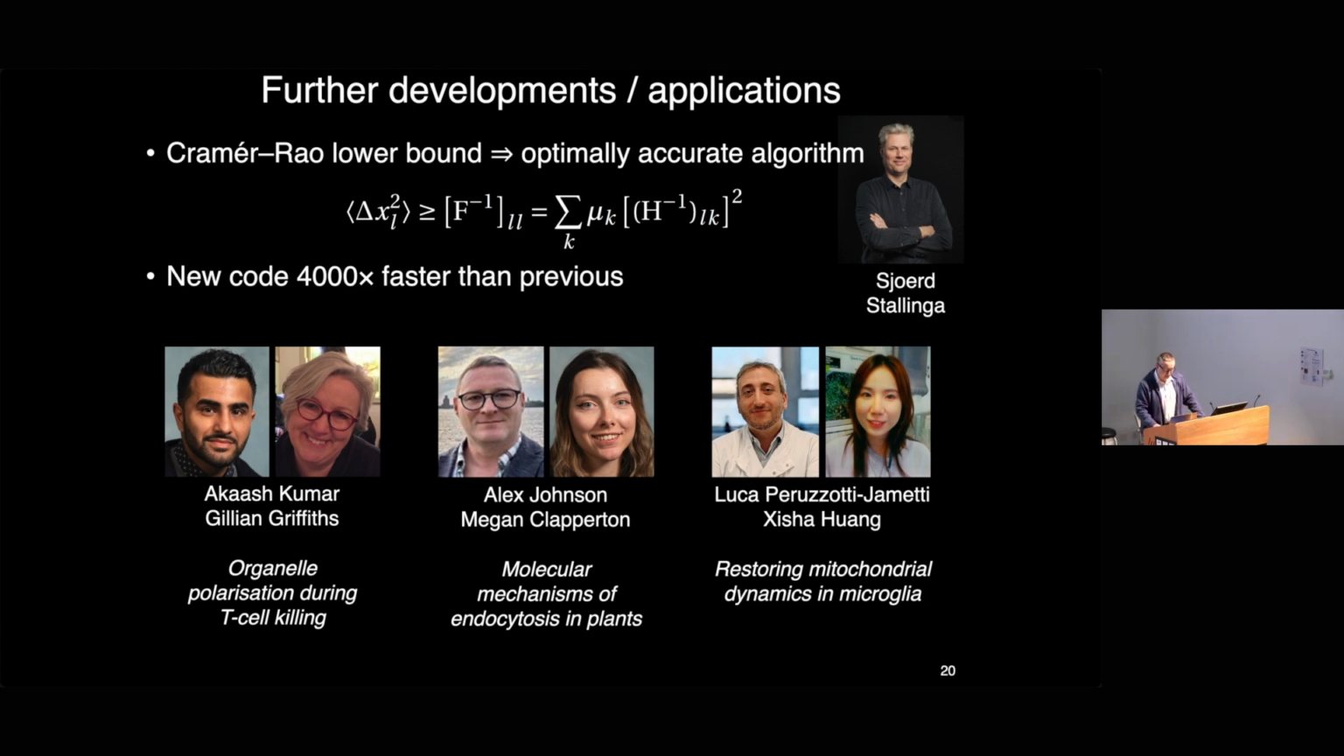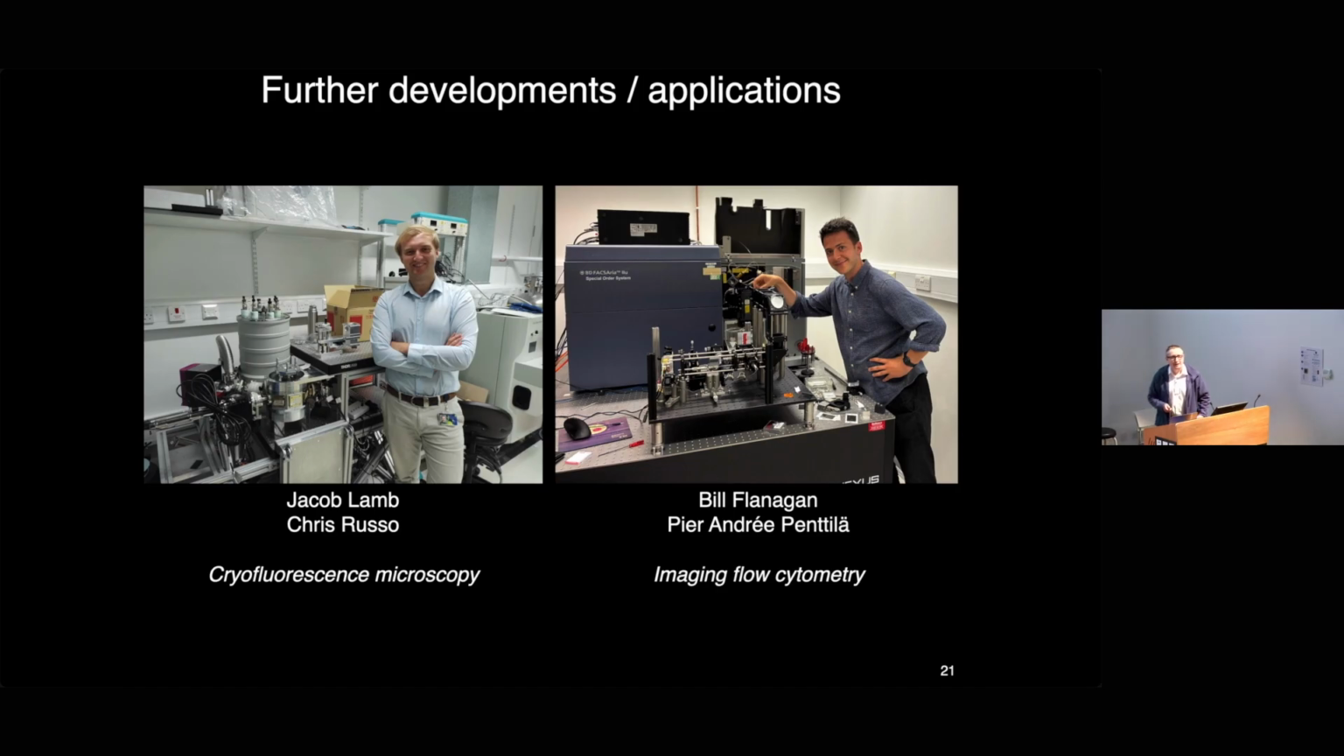We've also gone a bit multispectral mad, and so now our plan is to put a multispectral imaging system on every instrument that we develop from now on. And so eventually we'll be putting one on the fluorescence system that Jacob's been working on with Chris Russo, and we'll add one to the imaging flow cytometer that Bill's been building with Pierre-Andre.